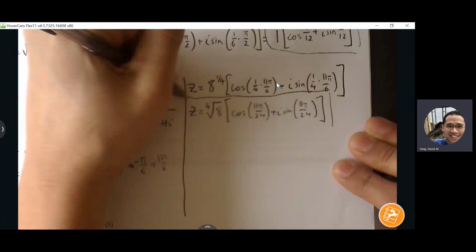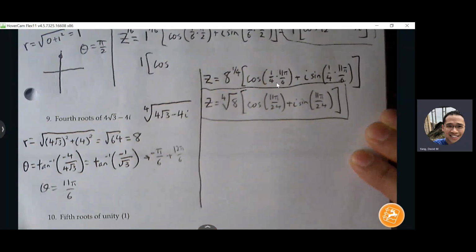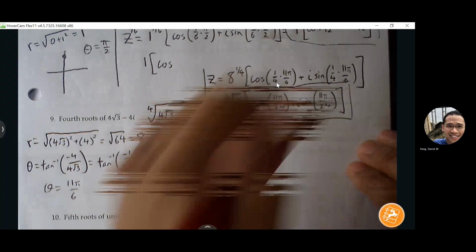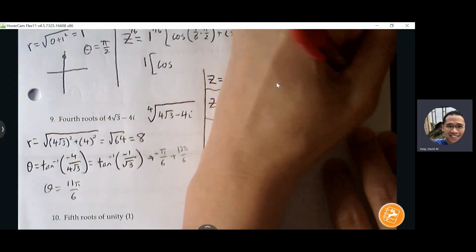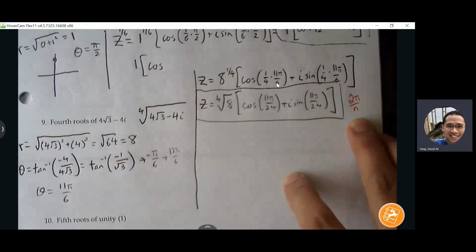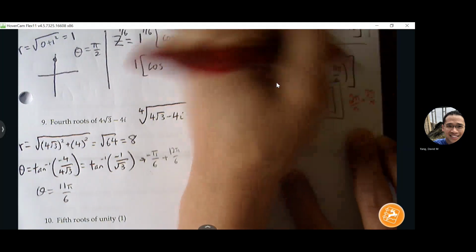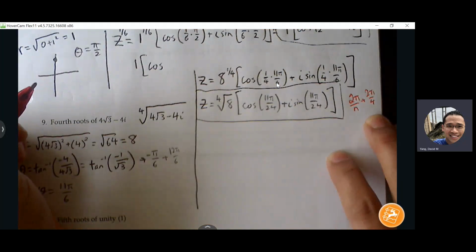Okay, I'll box this off. I know I have 1 solution. Now I'm looking for 3 more. What's the formula that can help me find the rest of my solutions? 2 pi over n. Yep. In this case, n is 4, which is pi over 2.